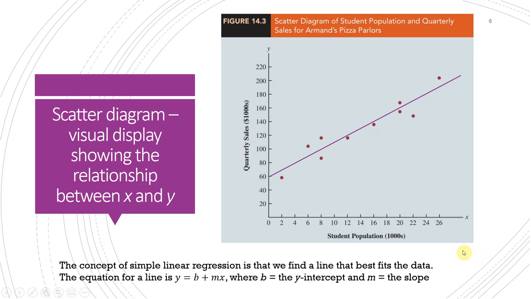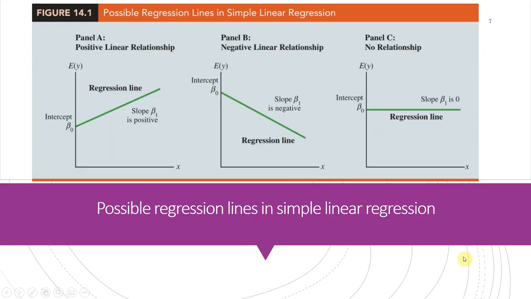So we can basically estimate our parameters B and M, I'll talk about that more later, to be able to plug in values for B, M, and then X, such as 17,000 in our last example, to predict Y, quarterly sales. These are just examples of possible regression lines.